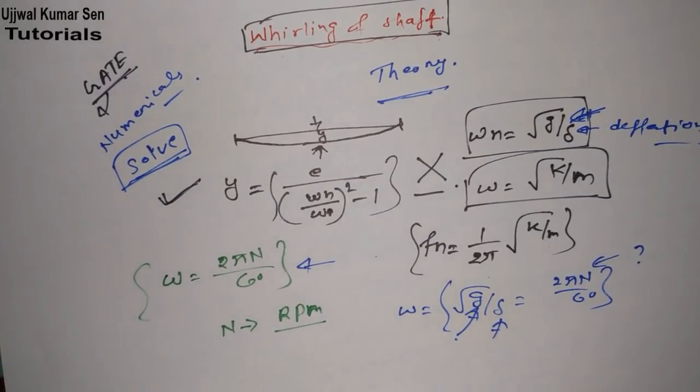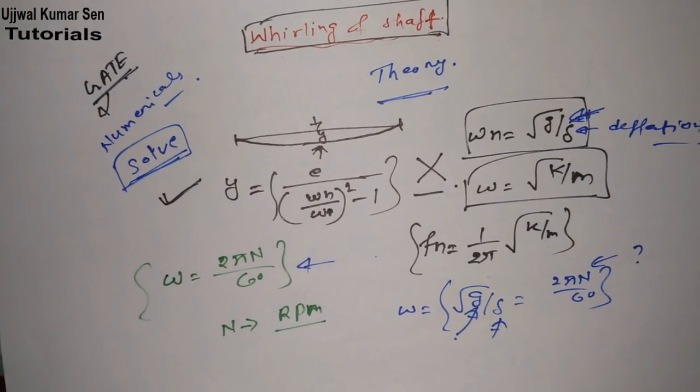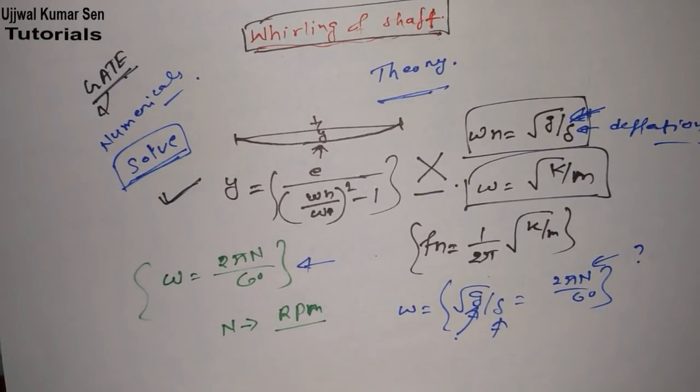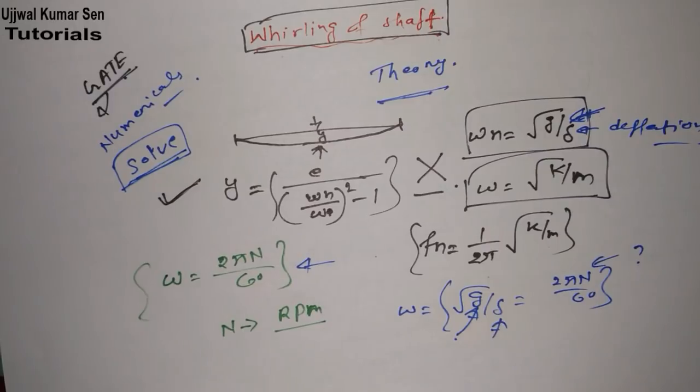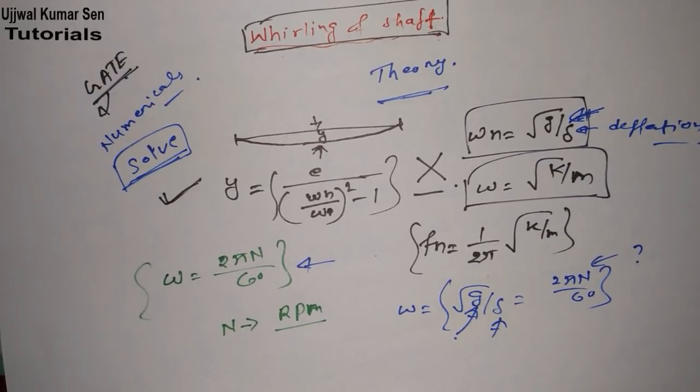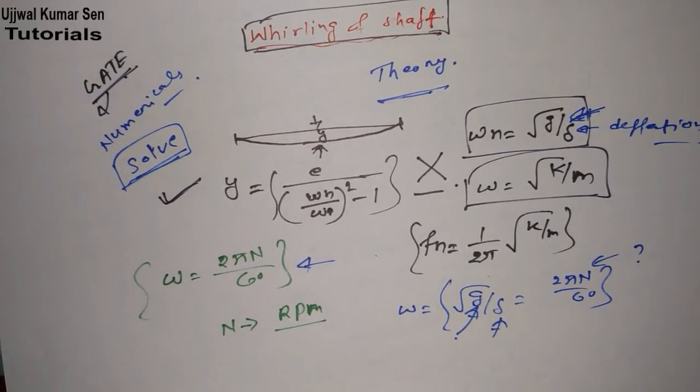So this is about whirling of shaft. Sometimes we have heard that whirling of shaft is most important, right? So whirling of shaft is really helpful for us. The study of whirling of shaft is also important for any machine, so this is to avoid failure.